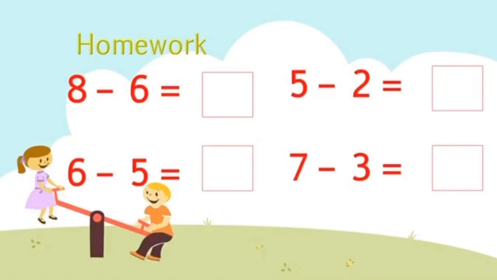Now I want you to think about these equations at home, find out the answers and send them to your teacher. The first one is 8 take away 6, find out what equals. Second one is 5 subtract 2, find out what equals. The third one is 6 take away 5, find out what equals. And the last one is 7 subtract 3, find out what equals. Write them down on your sheet and send their picture to your teacher.